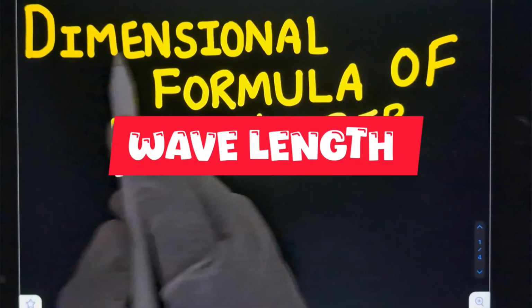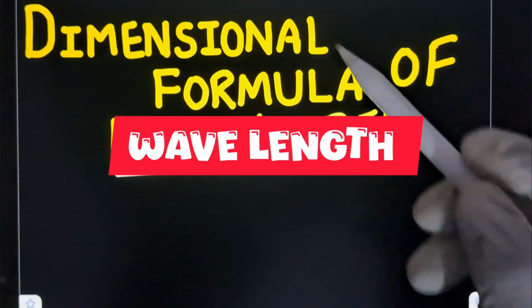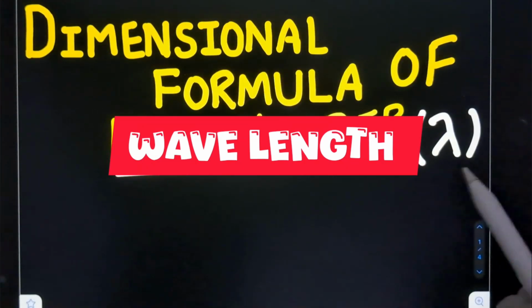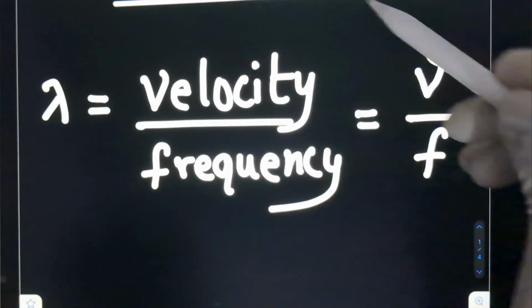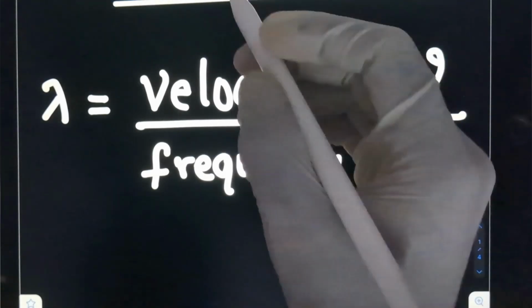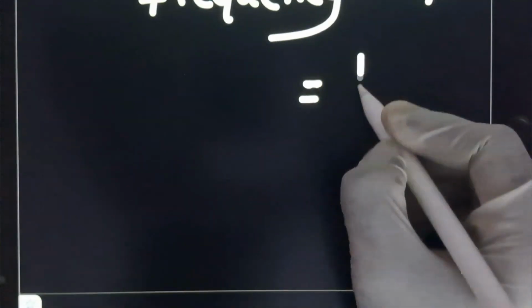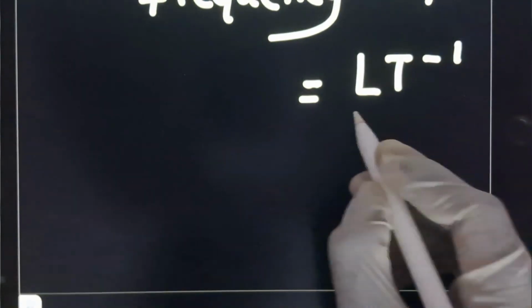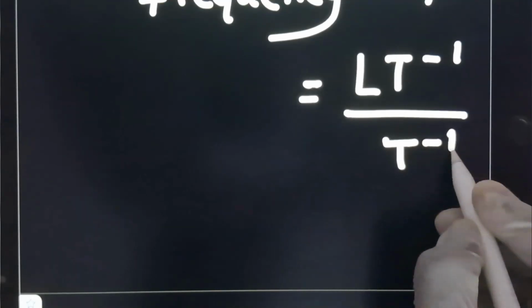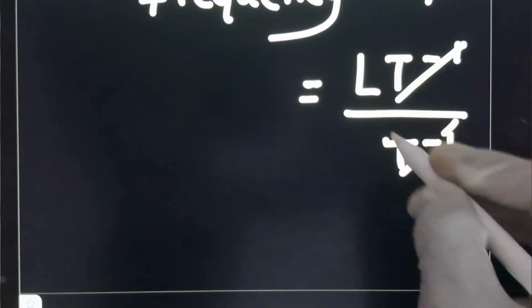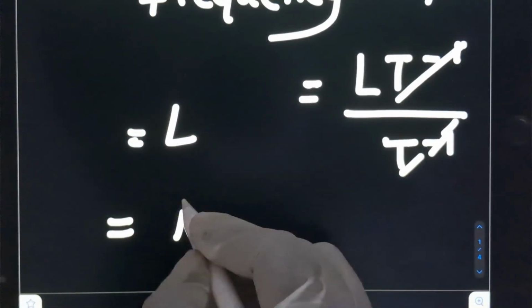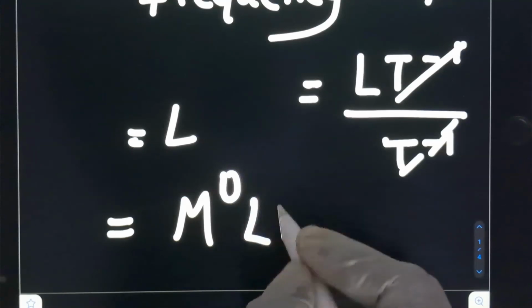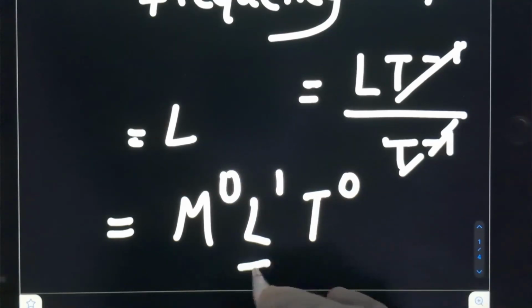To find the dimensional formula of wavelength. Wavelength is denoted by the symbol lambda. So lambda is equal to velocity by frequency. We know that velocity is denoted as v and frequency as f. The velocity dimensional formula is L power 1 T power minus 1, and frequency is the inverse of the time period, T power minus 1. T power minus 1 and T power minus 1 get cancelled. We have only L power 1. So M power 0, L power 1, T power 0 is the dimensional formula of wavelength.